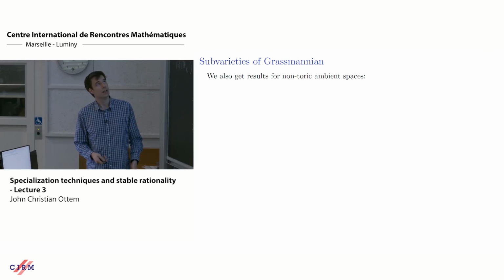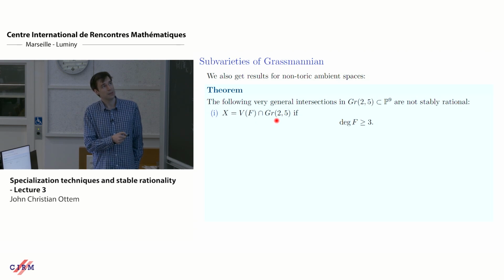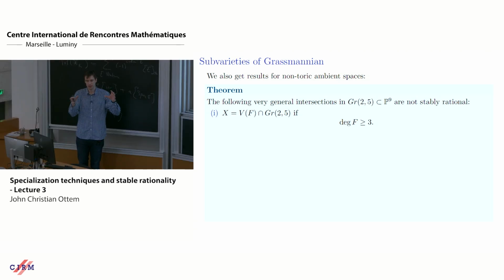So here's a theorem. It's about the Grassmannian G(2,5). If we consider hypersurfaces inside the Grassmannian, then this is stably irrational if the degree is at least 3. So you take the Grassmannian in P9, you intersect with some cubic, and this is an irrational Fano variety. And this is again optimal. If you take degree 2, this is rational.